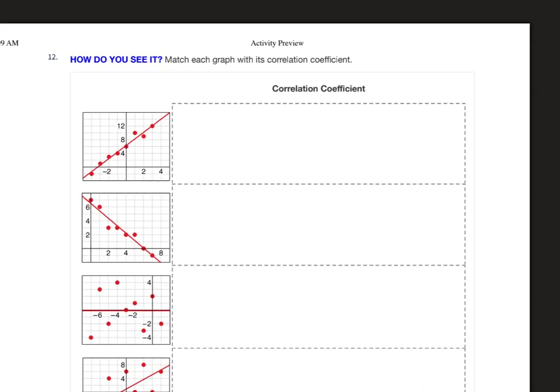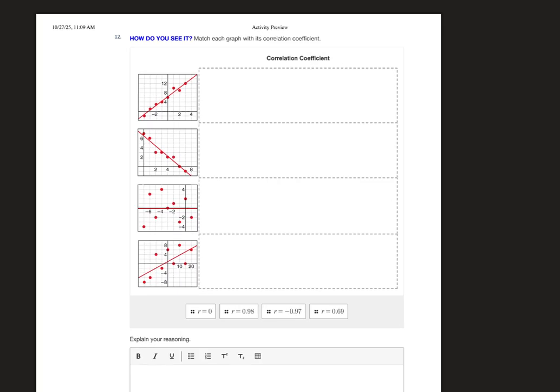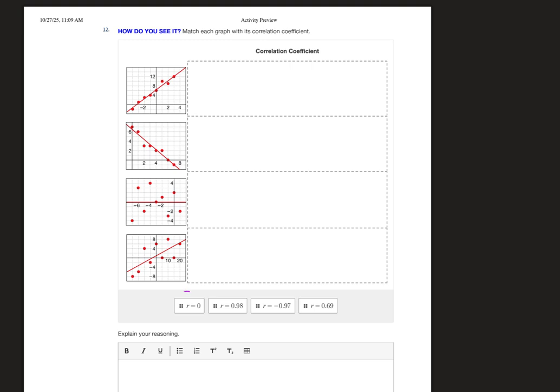Anyway, so next we are to match each graph with its correlation coefficient. Let's see, R is 0. That one should be easy because it's like, listen, you are way off in every way, shape, or form. I'm going to go with that one's R equals 0. R equals positive 0.98. This one's 0.98 here because it's very on things.